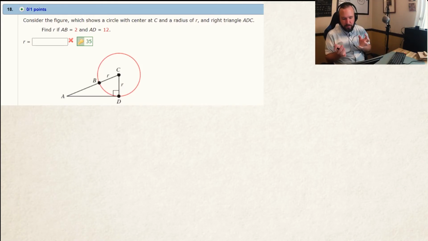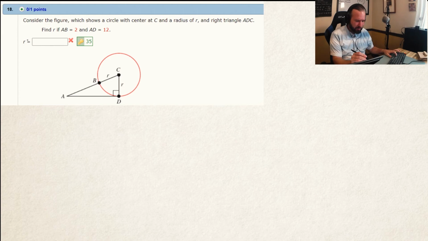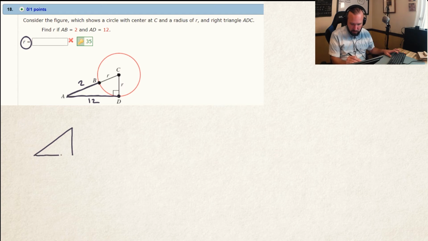Here's a similar problem. They give us kind of an intimidating looking picture, but I actually don't think this is that bad. We're trying to solve for r, and they give us some extra lengths. AB is 2, so just this piece right there is 2. And then AD is 12, so that whole thing along the bottom is 12. So let me just draw this triangle how it actually is. There's 2 here and r there, so that total length is 2 plus r, and then there's r on this side and 12 down here on the bottom.